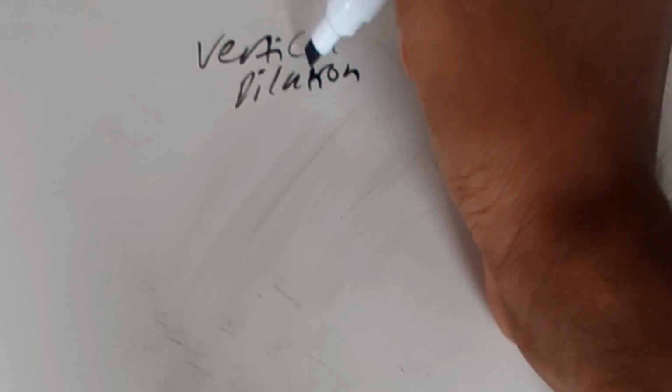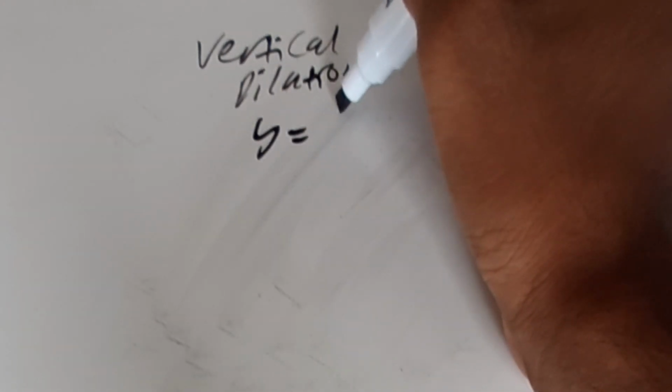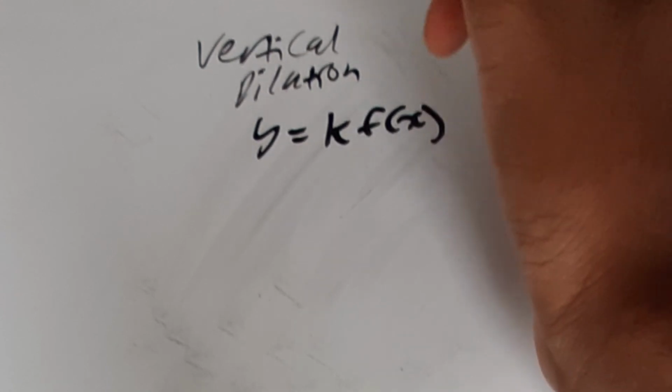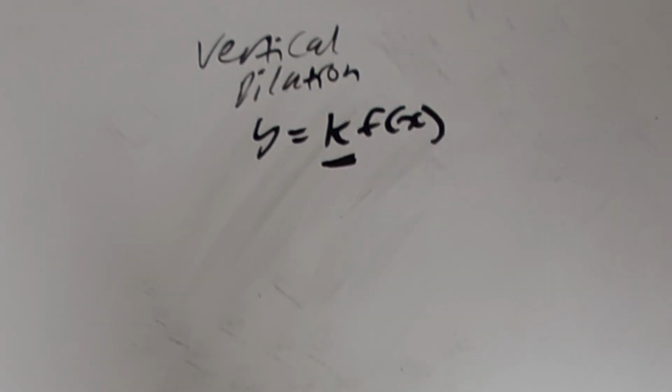To continue, a vertical dilation is when the graph is stretched or compressed in the direction of the y-axis. The general form for a vertical dilation is y equals k f of x, where k is your vertical dilation, in which if k is greater than 1, the graph is stretched by a scale factor of k. However, if k is in between 0 and 1, the graph is compressed by a scale factor of k. This transformation changes the y values of the function, affecting range.